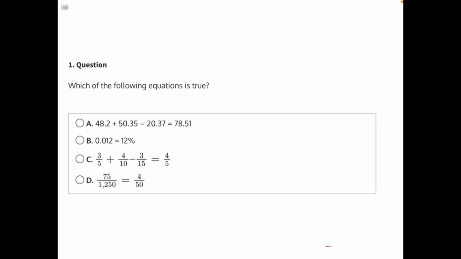Which of the following equations is true? Let's check all of our answer choices and find out. Starting with answer choice A, we don't need to solve that entire equation in order to eliminate it as an answer choice. So let's just set up the math vertically so it's easier to see.